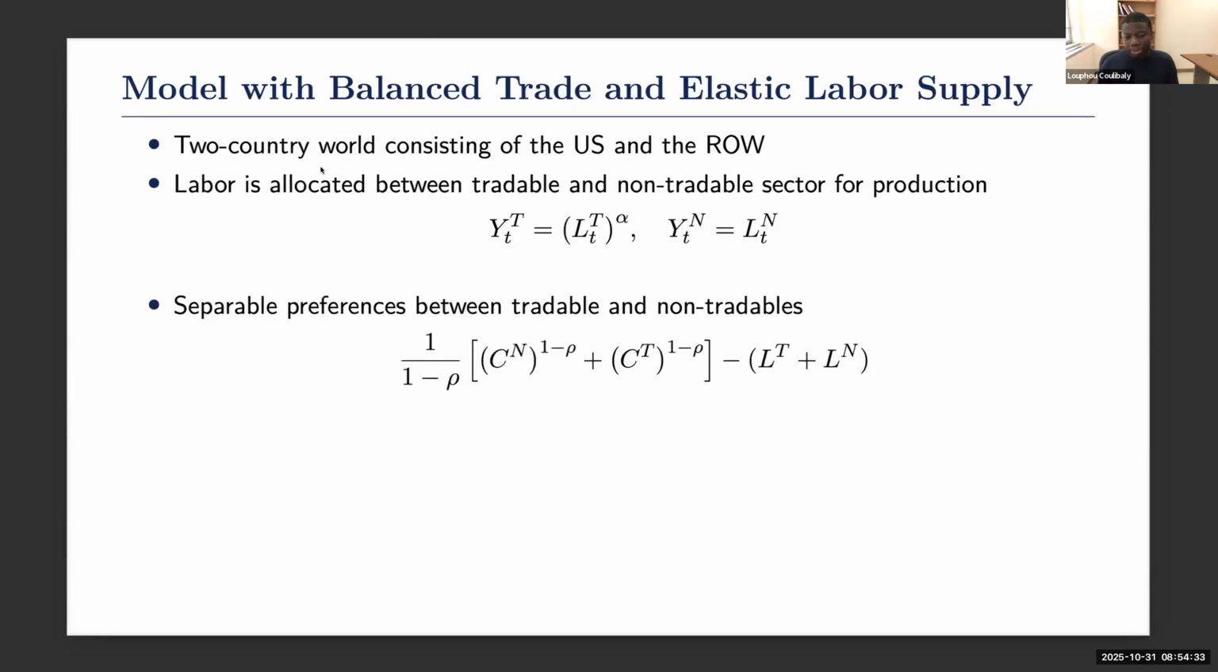In the paper, they assume separable preferences, which I'm going to keep here. I'm not going to change this assumption. So preferences are separable between tradable and non-tradable, but I'm going to add one thing.